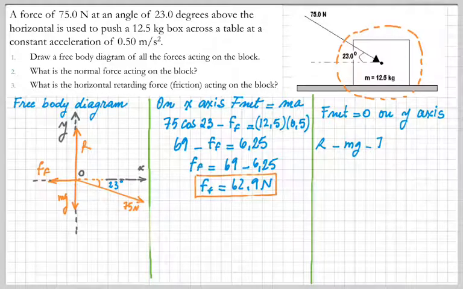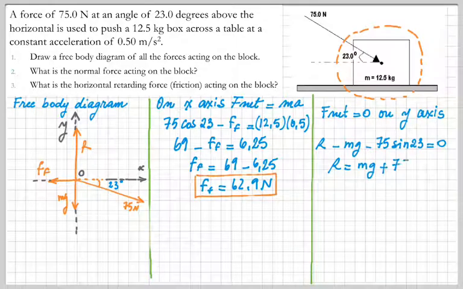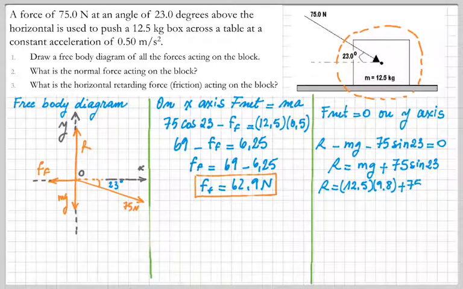We have R upwards in positive, mg downward, which is minus mg, and the y component of the 75 Newton force, which is 75 sine of 23. And that's going to be equal to 0. We rearrange the equation, gives us R equals mg plus 75 sine 23. And then we replace with the values to be able to calculate the support force.